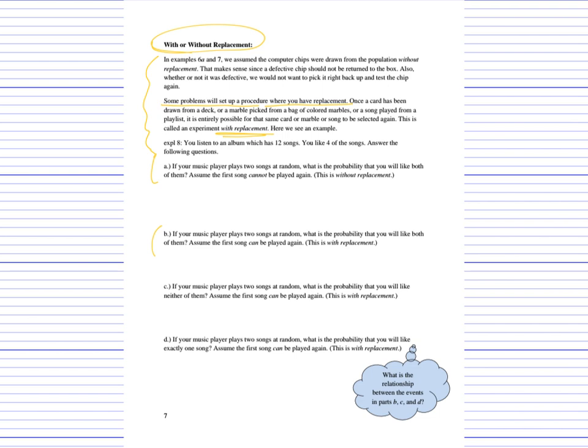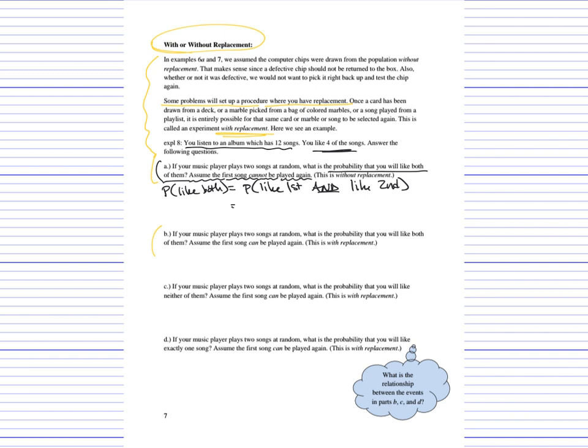It says number 8, you listen to an album which has 12 songs. You like 4 of them. Answer the following questions. A, if your music player plays 2 songs at random, what is the probability that you will like both of them? Let's write this as the probability of like both. But then let's rewrite that as like first and like second. Assume the first song cannot be played again.